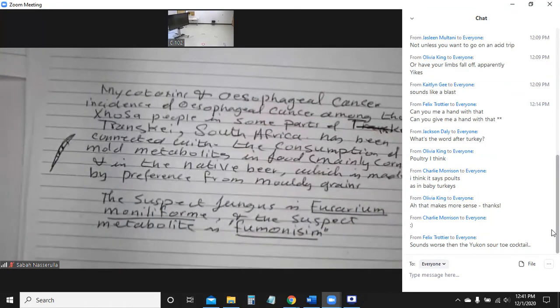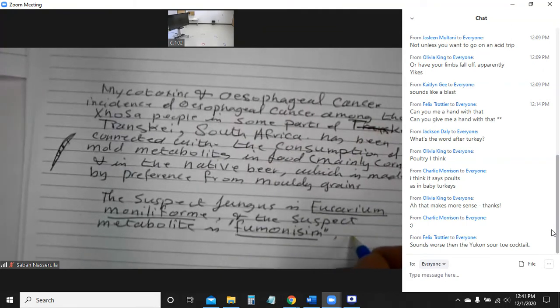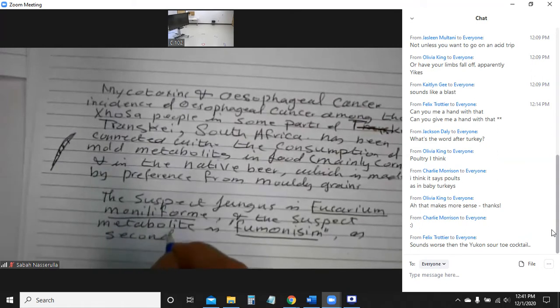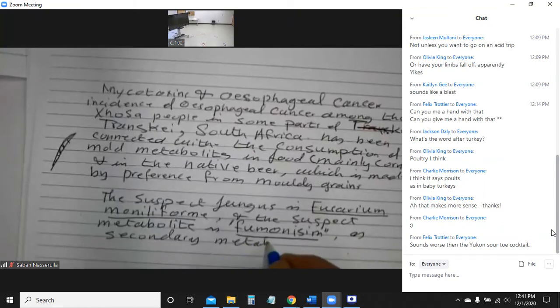It is also basically a secondary metabolite, or a secondary compound, which could be a kind of phenolic compound. We call these secondary metabolites.